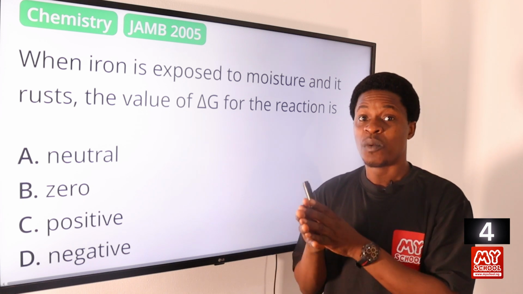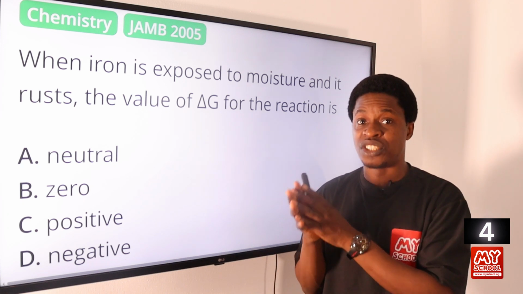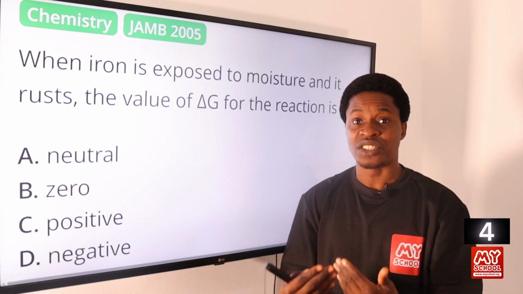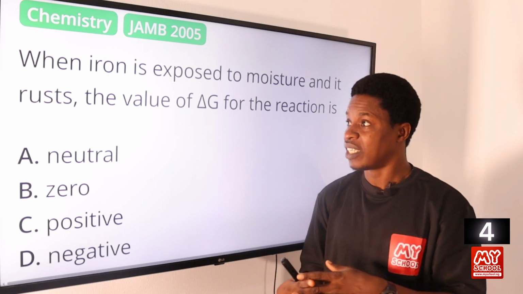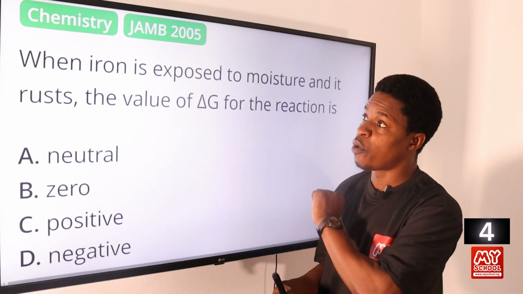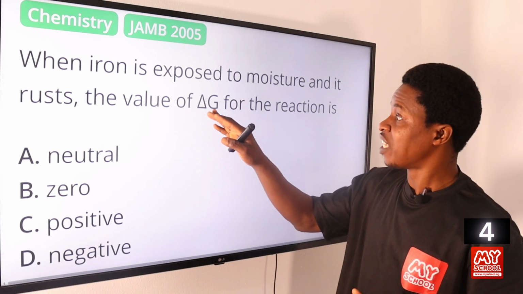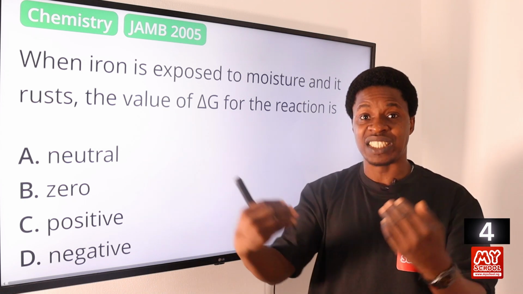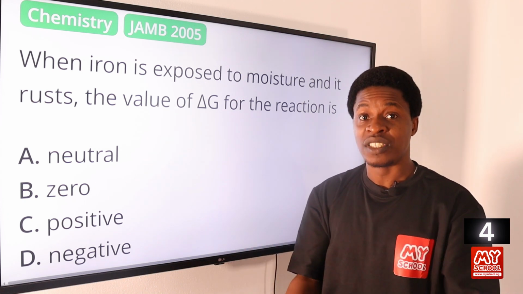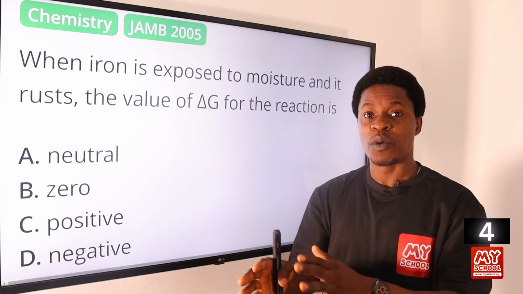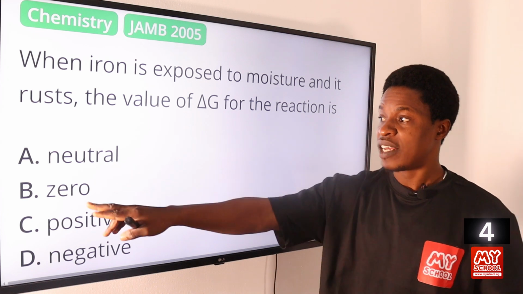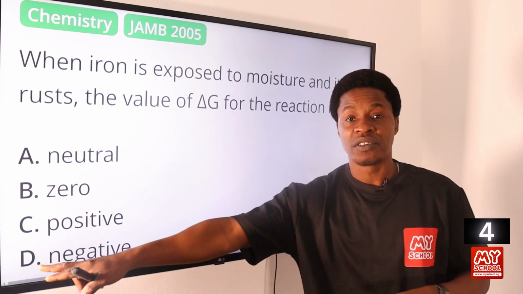And once it's increased, what happens? Invariably, delta G becomes negative because it is a spontaneous what? Reaction. So delta G is negative, delta H is negative, but delta S will be positive. So at this point now, we just go for our options. Delta G for the reaction is, because it's a spontaneous reaction, it does not require any external energy coming in. So spontaneous reaction means that what? Delta G must be what? Negative. Must be negative for every spontaneous reaction. Option A says neutral, B 0, C positive, D negative. So the correct answer is option D, negative.